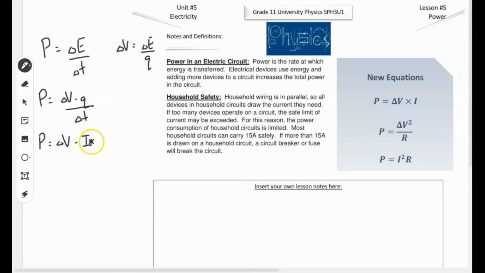So this is how we can calculate power in an electrical circuit. We just take voltage and times it by current. The units are still the same. The unit of power, remember, is the watts, and it's given the symbol W.